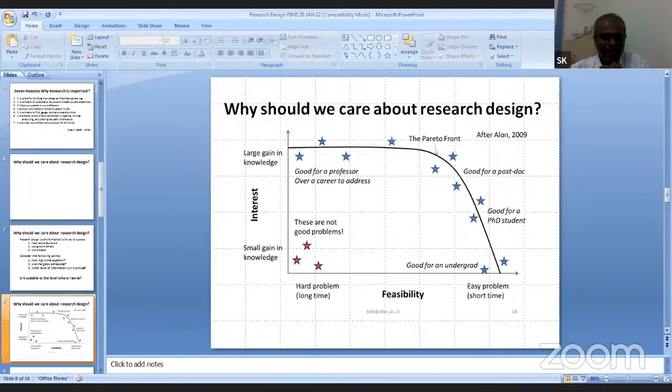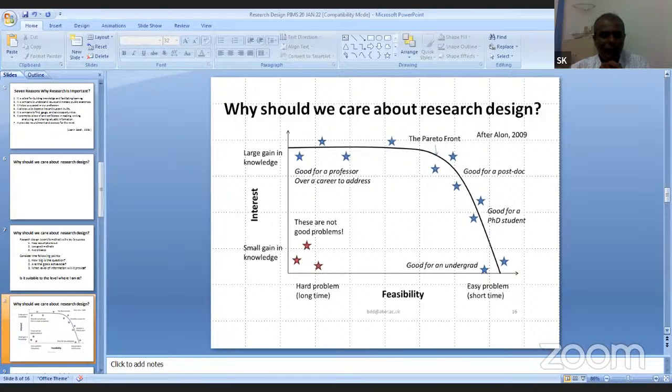Okay. And on the y-axis, interest or outcome or curiosity. If it is a small gain in knowledge, then that is what a hard problem is going to give us. It's incremental. The hard problem that we are trying to address may not provide all the answers or solutions in a short period of time. But over a long period of time, it might help us accumulate a large body of knowledge. Okay. And the large gain in knowledge cannot be obtained if the problem is easier.